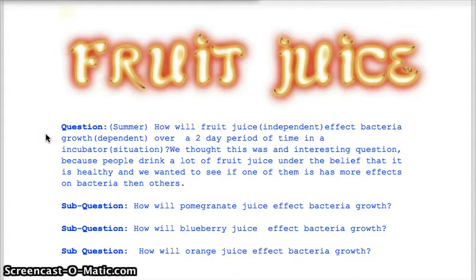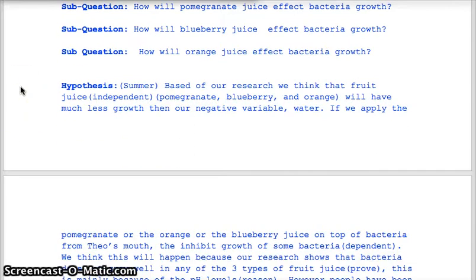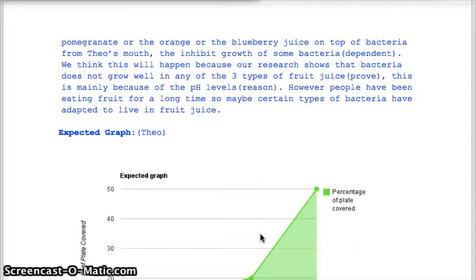Our question was, how will fruit juice affect bacteria growth over a 2-day period of time in an incubator? Our hypothesis was that we thought the fruit juice would have much less bacteria growth than our negative variable, water. We thought this would happen because the fruits all have a low pH level, so we didn't think that bacteria would grow very well in it.